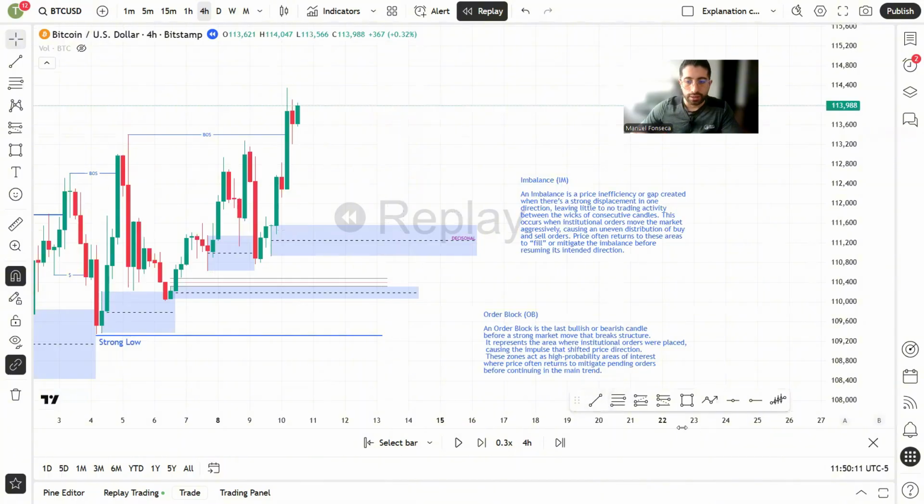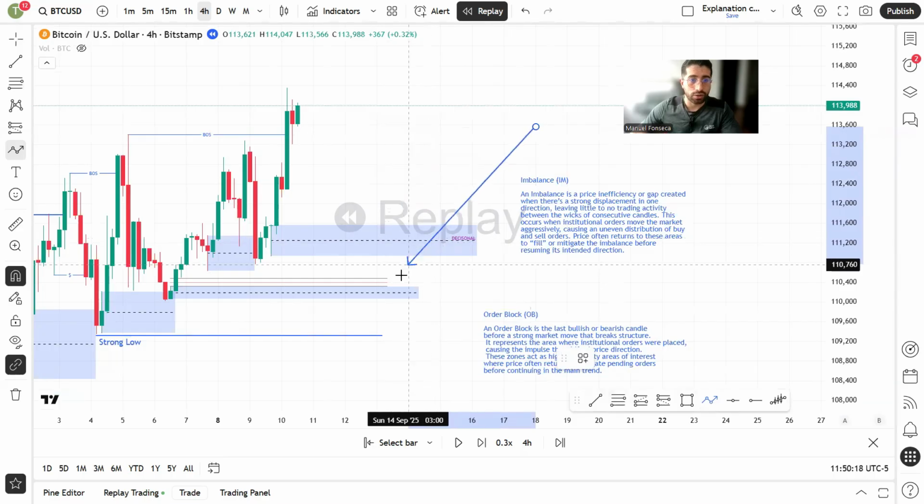execute orders. So the first point of interest will be this decisional. We will wait here for a confirmation, or we can execute orders right here in this imbalance or in this order block. I really prefer to wait for a confirmation as well, right? So we have two sets of opportunities.